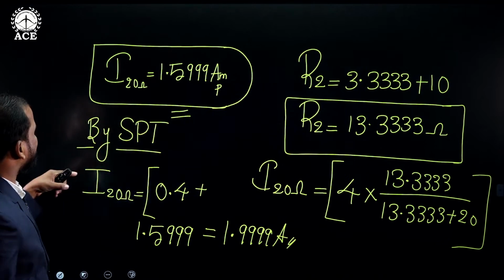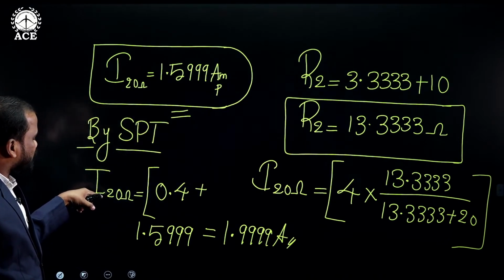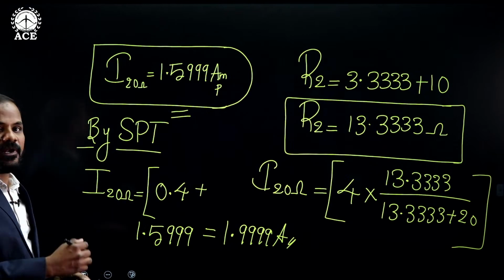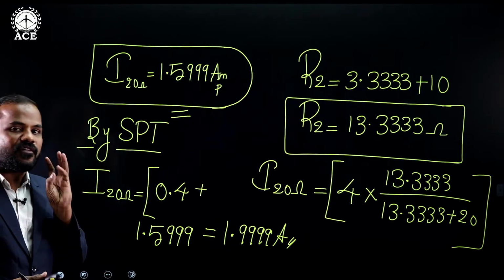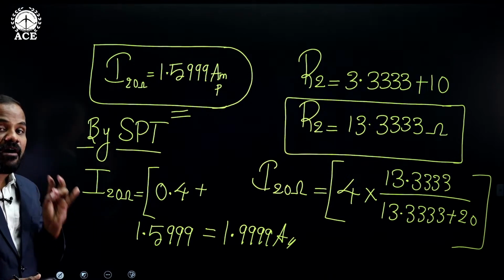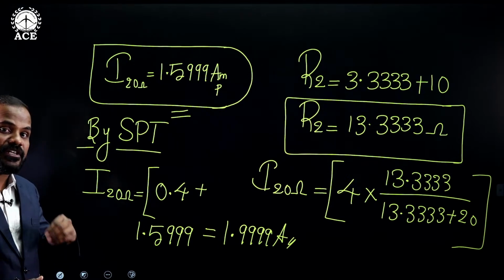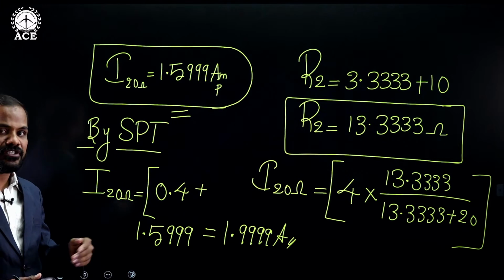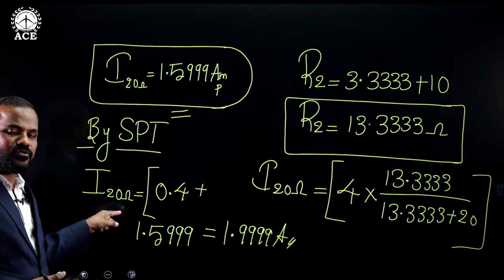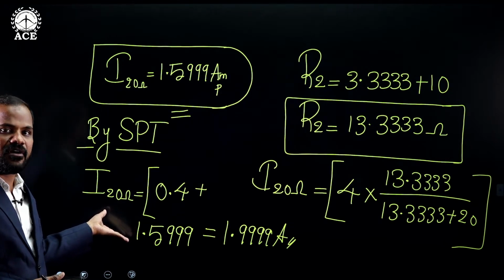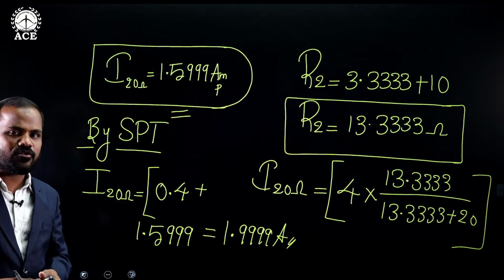So this is the value of total current flowing through the 20 ohm resistance by applying what? Superposition theorem. Now we can say that for finding the value of power dissipated by the 20 ohm resistance using the superposition theorem concept, first we need to find the current flowing through the 20 ohm resistance only. Now finally we got the value of current flowing through the 20 ohm resistance.